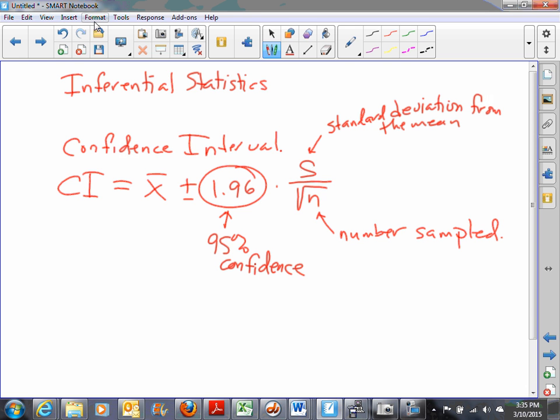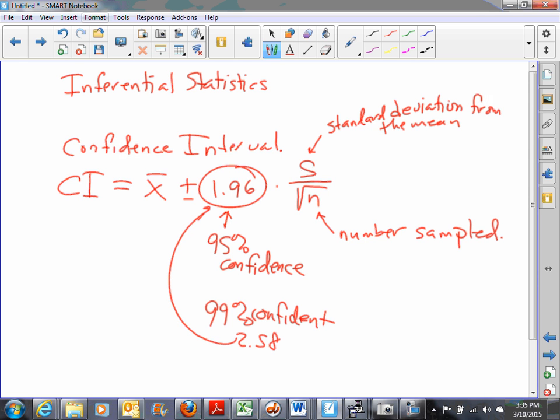Obviously, if you want the confidence interval to be narrow, then you would use a larger sample. Now, a couple of other numbers here. These are not in the book, but if you want to be 99% confident, you would use 2.58 in this particular spot.